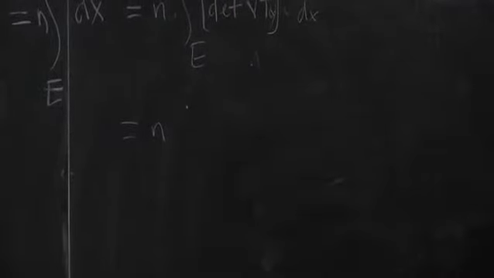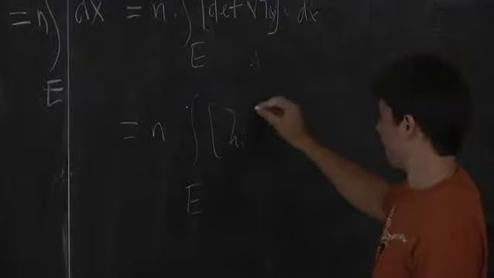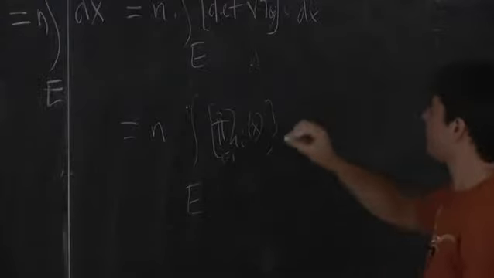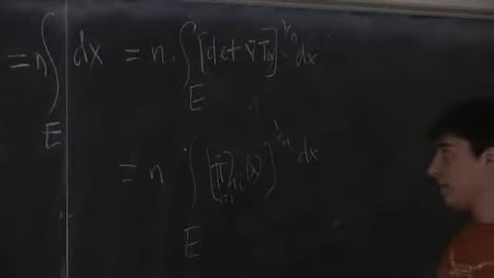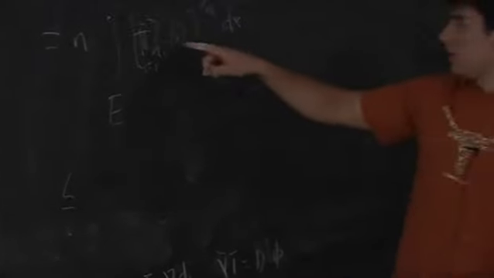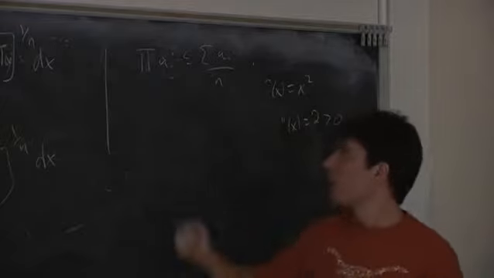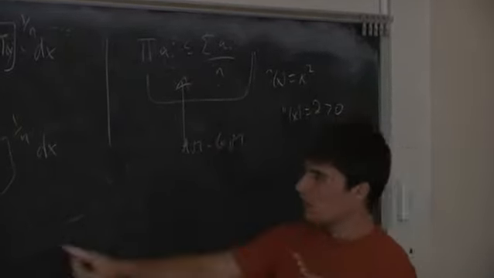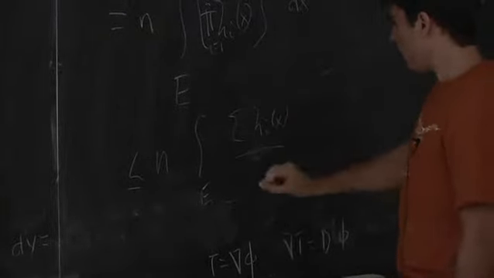Now, the determinant of a matrix is equal to the product of its eigenvalues. The eigenvalues are actually non-negative because the matrix is non-negative definite. So now we're going to use the AM-GM inequality. That just states that the product of a bunch of non-negative numbers is less than or equal to the average of them. So we're going to use that here to say that this is less than or equal to n, which stays as it is, the integral over E of the sum of the lambda i of x over n dx.